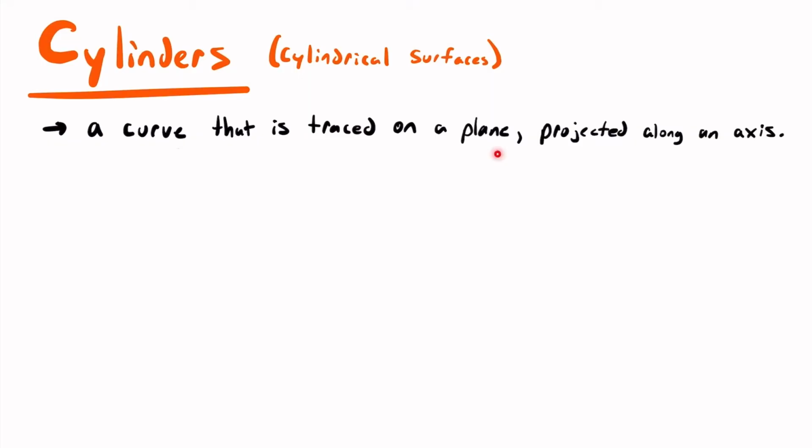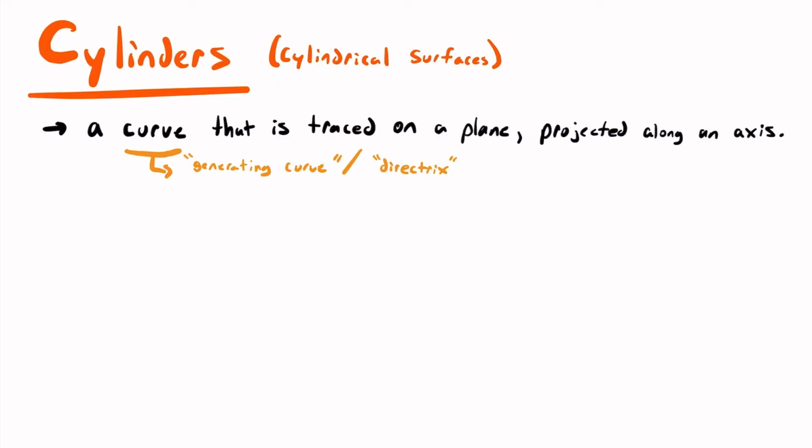We're just going to focus on cylinders in this video, which is when you have a curve traced in a plane and you project it along an axis. And sometimes we call that curve the generating curve or directrix of the cylinder. I'm not really going to use those words too often in this video, but you may see that terminology from time to time when working with cylinders. Okay, but now let's take a look at an example.